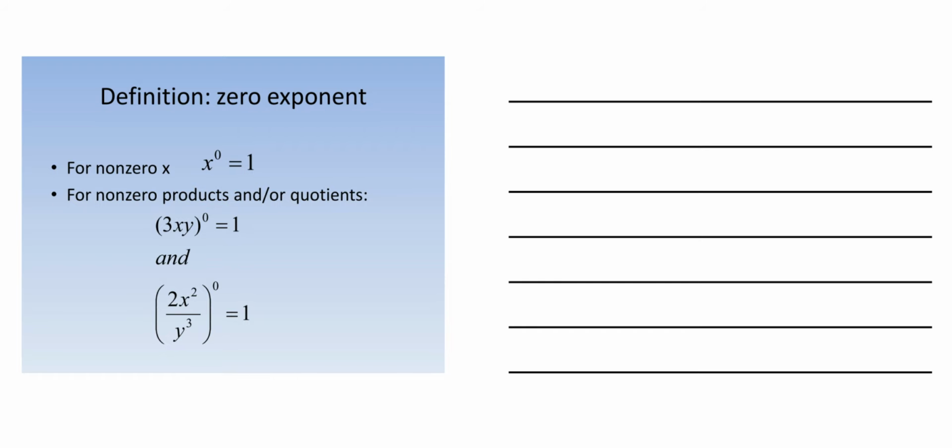Definition. Zero exponent definition. For non-zero x, x to the power of 0 by definition is 1. So for non-zero products and/or quotients, such as, for instance, in parentheses, 3 times x times y all raised to the power of 0, it's just 1. And also for quotients. All of this in parentheses, in other words, 2x squared divided by y to the third, all of it to the power of 0 is equivalent to 1.